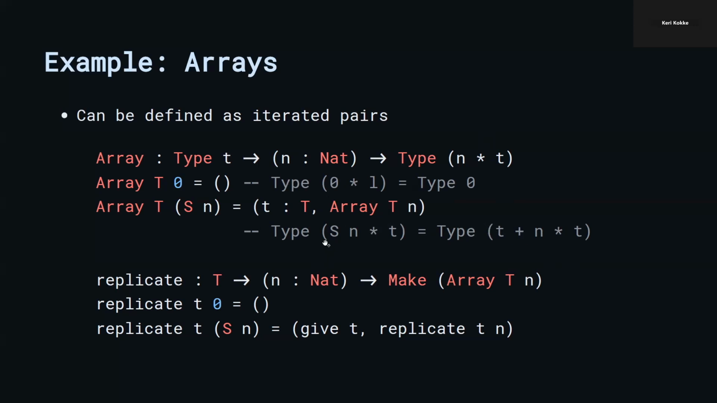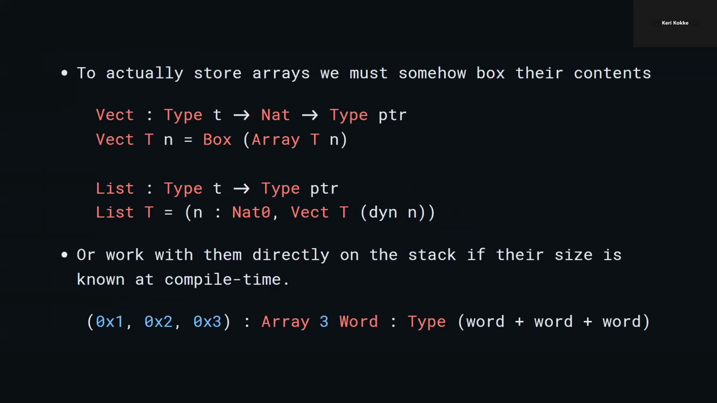And using make, we can write functions that will generate runtime size data. For example, replicate. You can give it a natural number, which might only be known at runtime, and it will make an array of that size. Okay, so to actually use runtime size data, we will need to box them eventually.